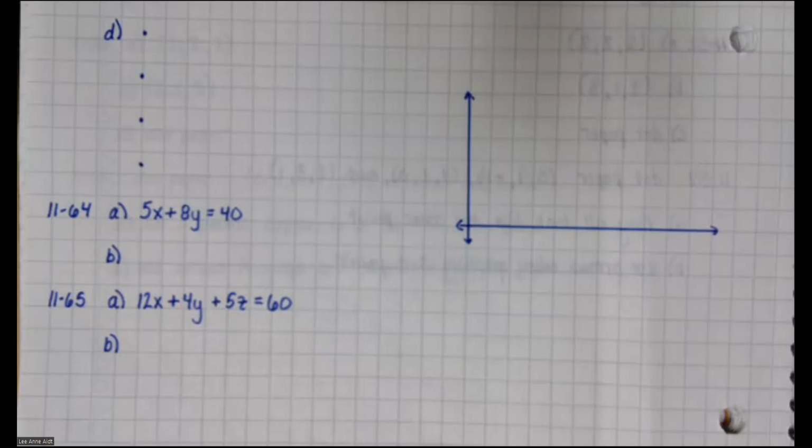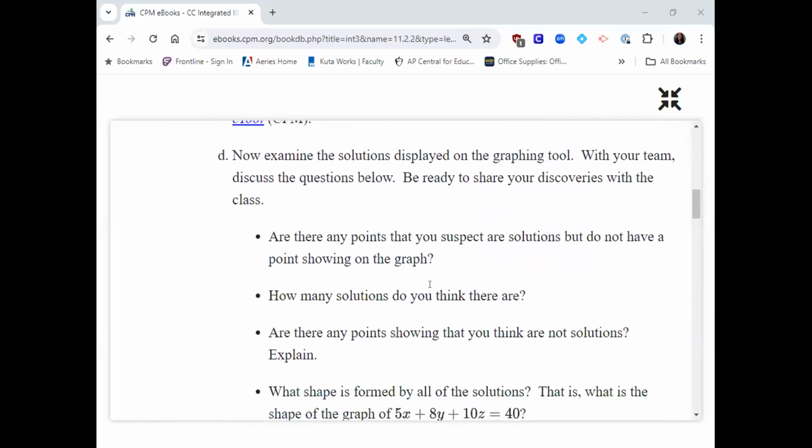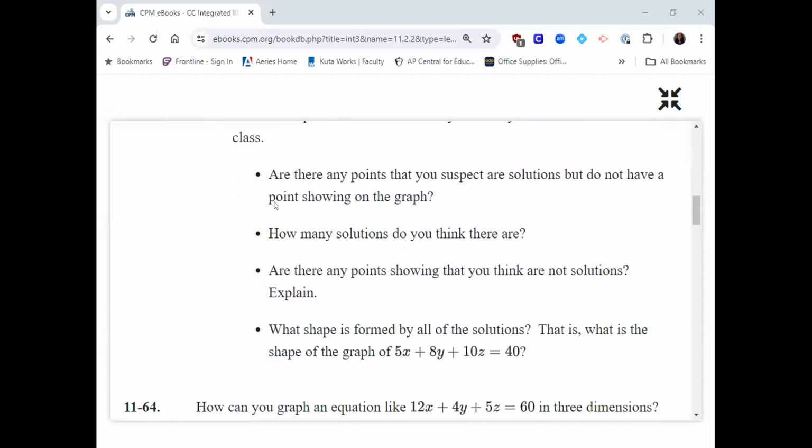All right, guys, so notice there's 4 bullet points next to D. So there are 4 questions that we need to answer for that. They're very quick, don't worry. Okay, these are the 4 questions. Are there any points that you suspect are solutions but do not have a point showing on the graph?